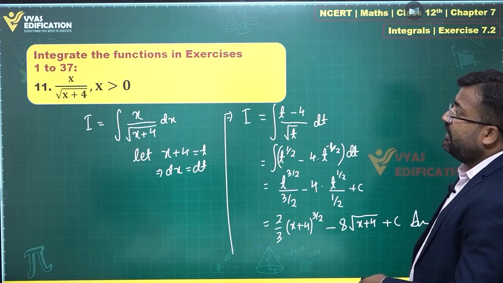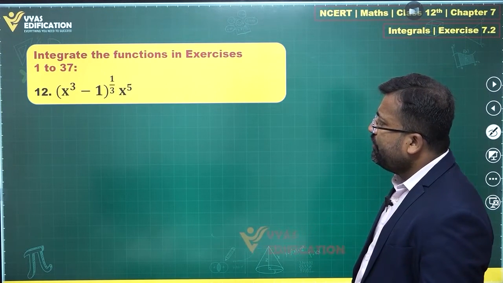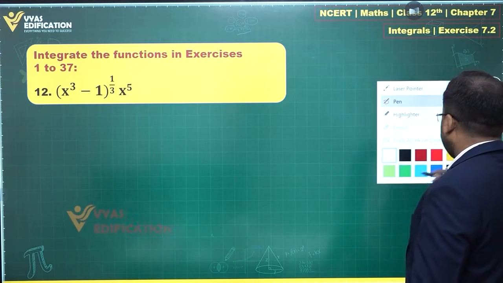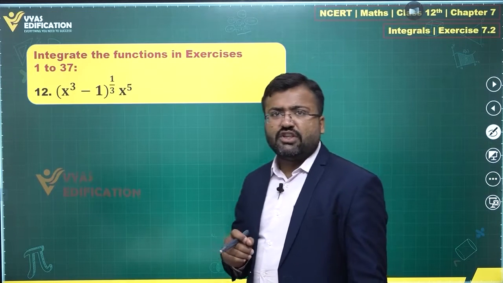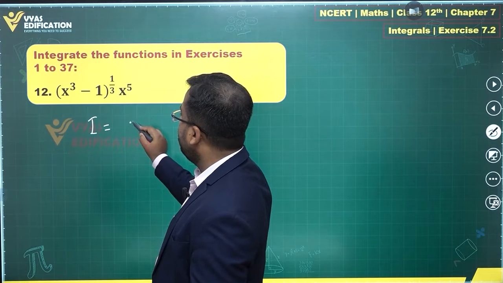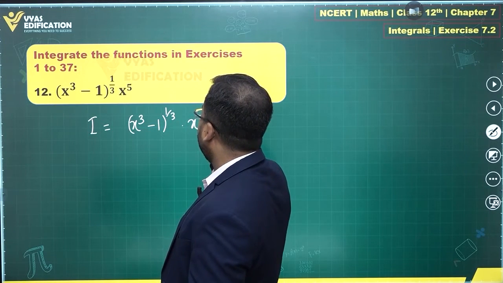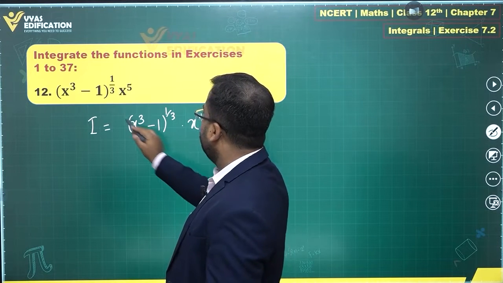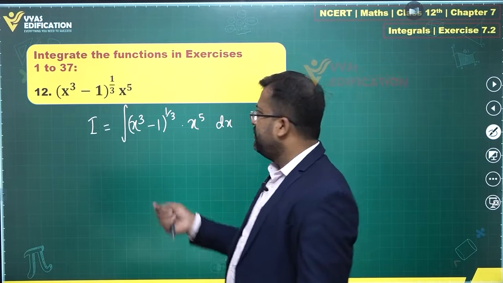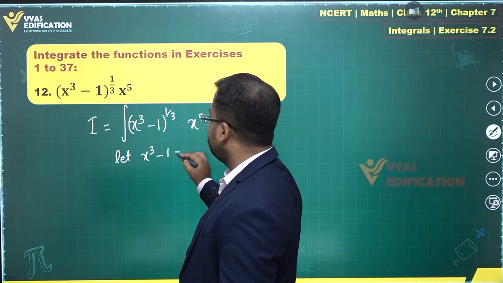For next, the 12th question says, you have x power 3 minus 1 whole power 1 by 3, and then you have x power 5 outside. That power 1 by 3 over x power 3 minus 1 is creating problem, right? So I will be equal to the integral of x power 3 minus 1 power 1 by 3, x power 5 dx. Now, the first and foremost important thing is to identify the term which is creating problem. This term is creating problem. So let x power 3 minus 1 is equal to t.